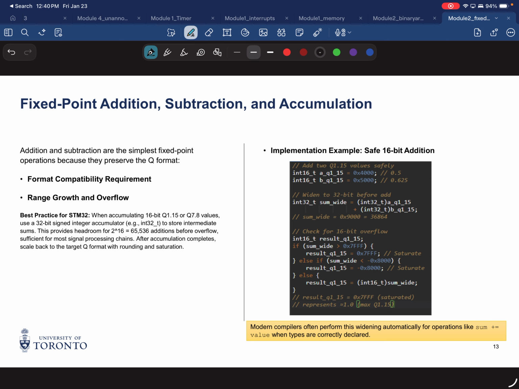And sometimes the modern ones do that automatically. But if they don't, and you have to check that, you need to do that yourself. Because if overflow happens, that number that you got has nothing to do with the number you wanted or you expected.